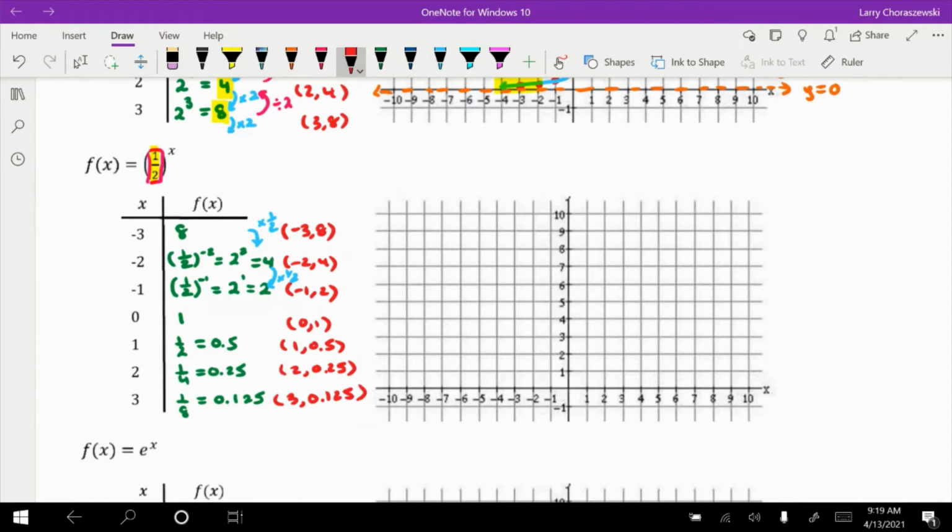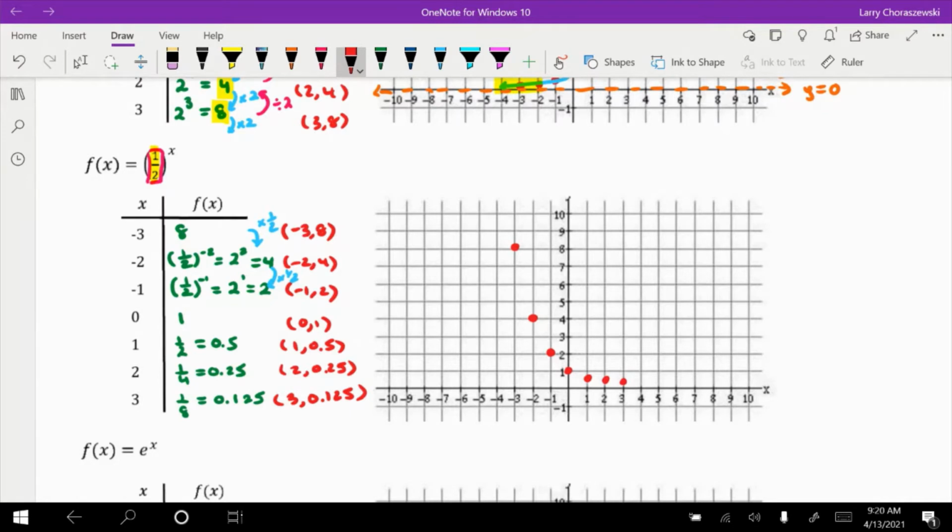So anyway, let's go ahead and plot these points. -3, 8, -2, 4, -1, 2, 0, 1. And yeah, Timothy, I think that's a great way of describing it. It is kind of the reverse from the last problem.